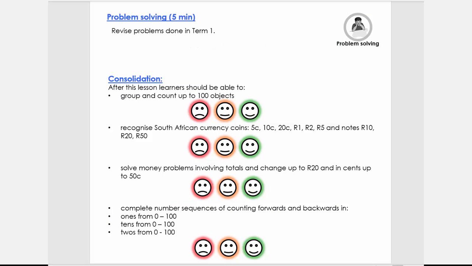Then the problem solving, it's based on term 1. So you need to revise what was done in term 1, and then you're going to go do your consolidation. Remember again, if you don't have all green faces, you need to revisit, revise, or you need to contact us at SA Teacher.